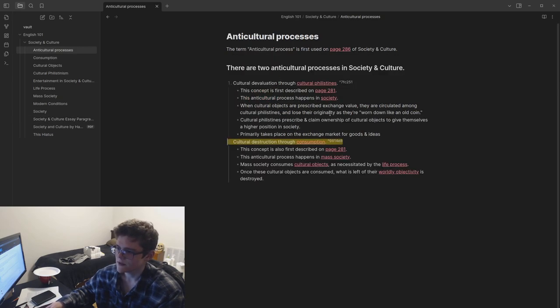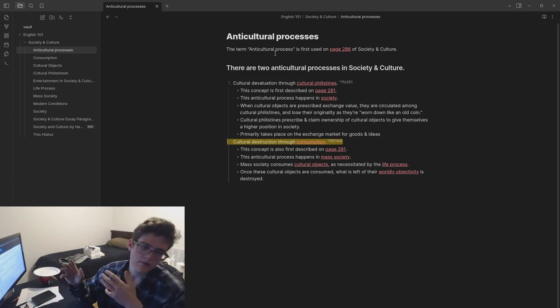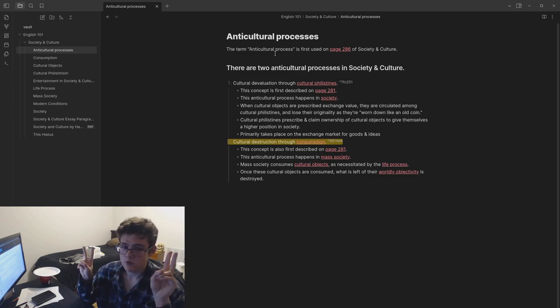So destined to be used up, that brings us to the two anti-cultural processes, which he describes later. The first is cultural devaluation through cultural philistines, which isn't really talked about in this paragraph, but it's basically like people who trade art as sort of social currency, like the bourgeois, right, back before the masses were able to read. They would be educated, and they would have a reason to trade this art around, and it would devalue, it would wear it down like an old coin, as it said here, right?